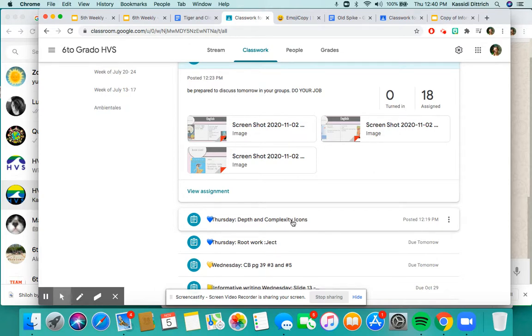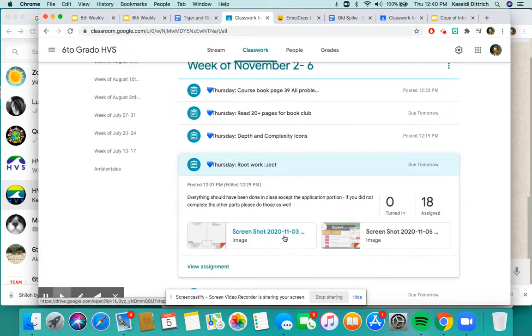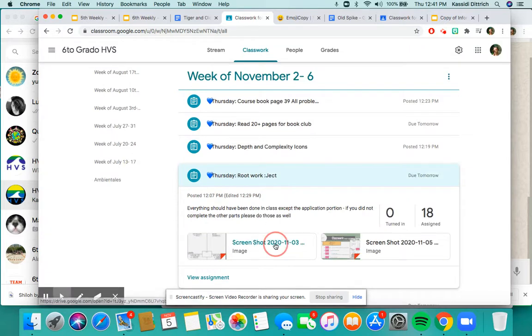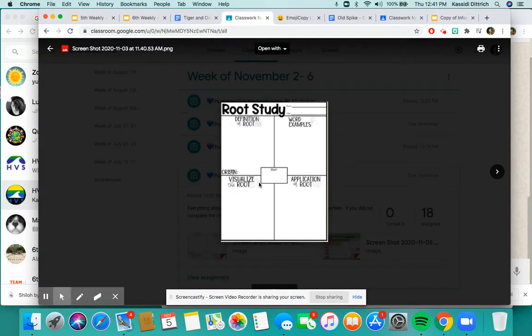Okay, the next thing you need to know is root work. We discussed our new root word, which is ject, to throw. We talked about some new words, and we put them in our word examples. And then we talked about the definition of it, and the origin is Latin. Your job would be to visualize the root, to draw it, and to use one of the word examples as a sentence for the application of the root.